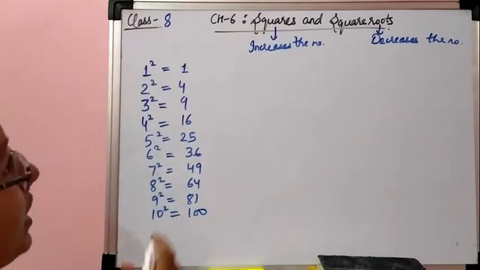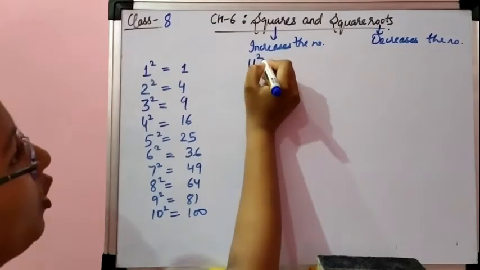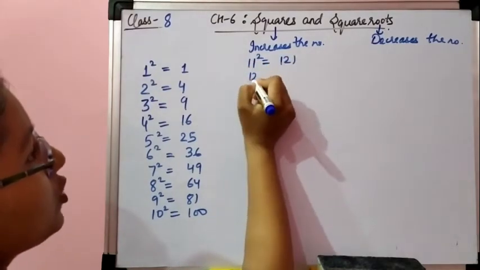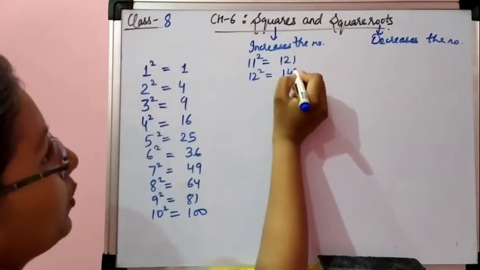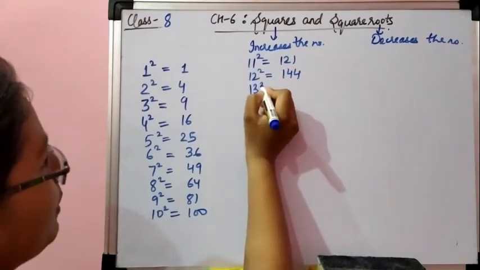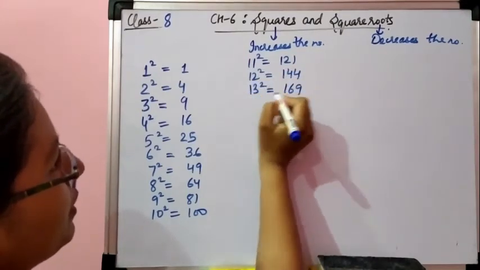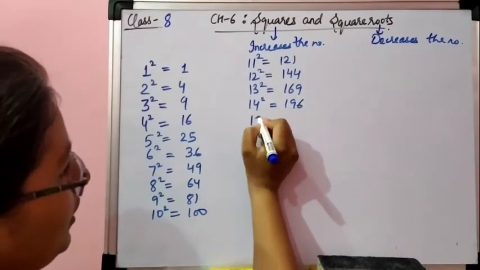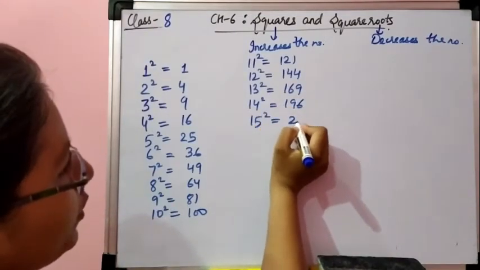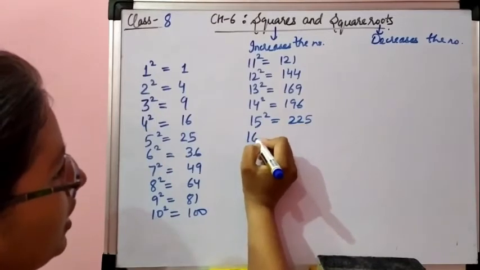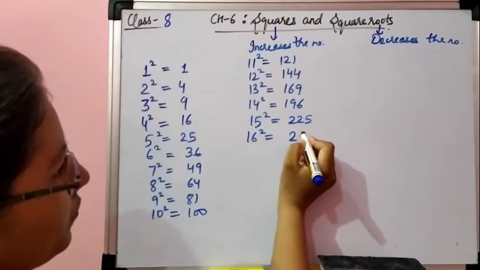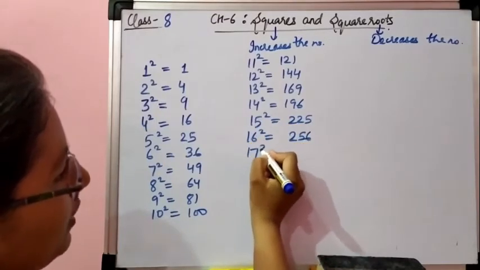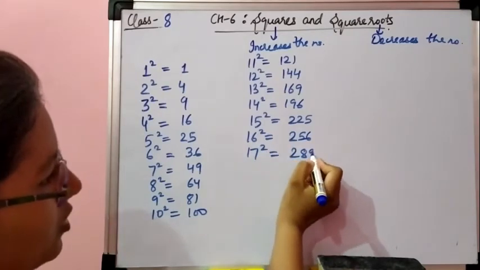At least being in class 8, you all should remember the squares till 25. Minimum, I am talking about the minimum. That minimum you should remember till 25. So here I will write till 25 only, not more than that. Okay, you all can memorize this.